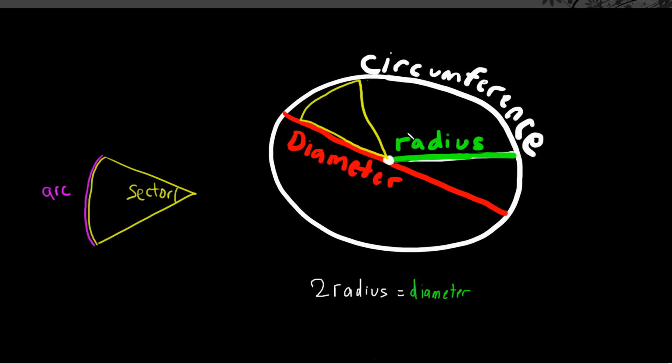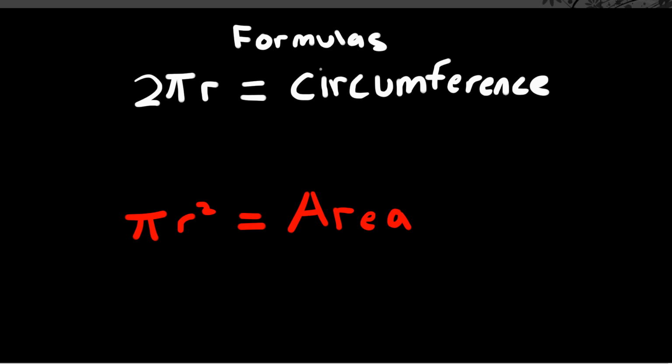Pay attention that a full circle is a total of 360 degrees, whereas a sector could be just part of that 360 degrees, often notated by theta over 360. So let's look at your formulas. You have two formulas that you need to remember. First one is 2 pi r, which calculates your circumference, and the second one is pi r squared, which calculates your area.